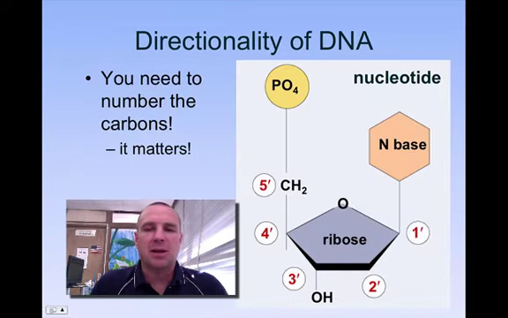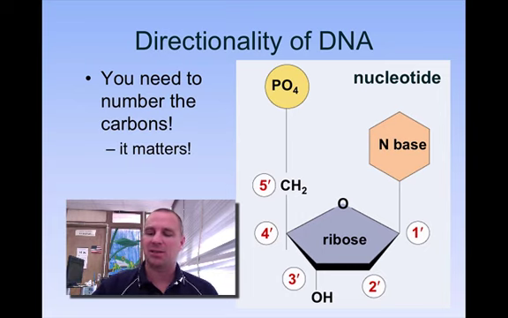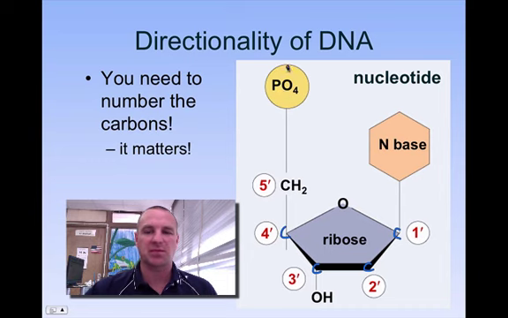Now, when we talk about DNA, we've got to understand the directionality of DNA. DNA has a 5' end and a 3' end, and it's all linked to the carbons. The ribose sugar here has 5 carbons, 1, 2, 3, 4, 5. The 5th carbon is kind of hanging off. That's where the phosphate is attached. The 3rd carbon is down here. That's where the OH group is attached.